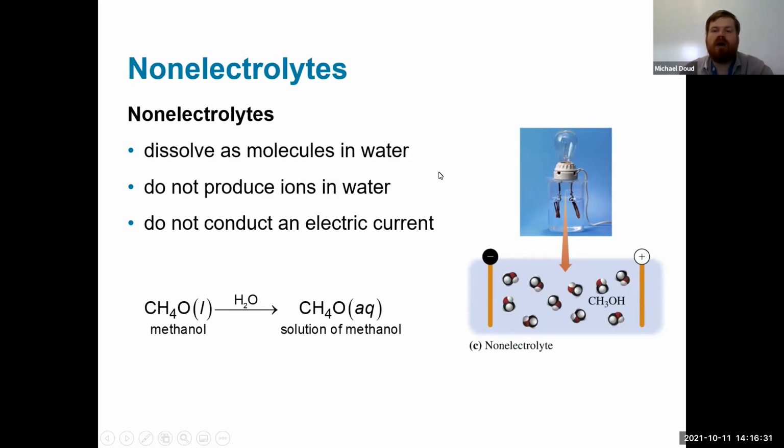Finally, we have what we call non-electrolytes, and these are not conducting in solution at all. When they dissolve in water, they dissolve as pure molecules. Methanol, for example, doesn't dissociate in water. You just have methanol as a liquid, and then in water, it's dissolved methanol, but those are still just methanol particles. So now there's no ions at all. Because there are no ions in this solution, you cannot conduct an electrical current.